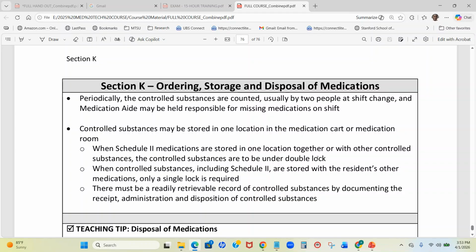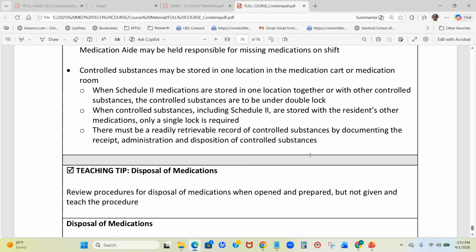Don't accept a verbal report from anybody. Not even the administrator should make you do that. You will lose your license for it. Periodically, the controlled substances are counted, usually by two people at a shift change, and the med aide may be held responsible for missing medication on the shift. So that's what I said. Protect that license that you're going to get at the end of this class.